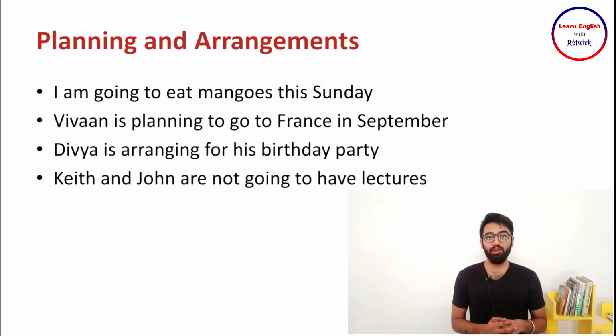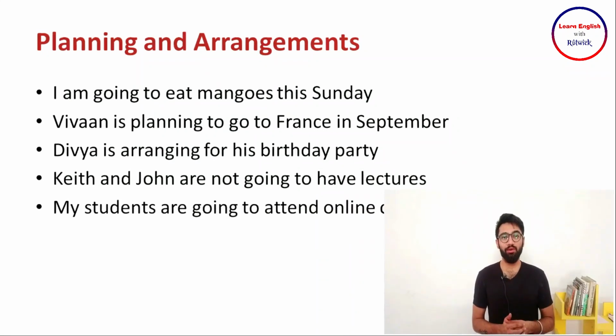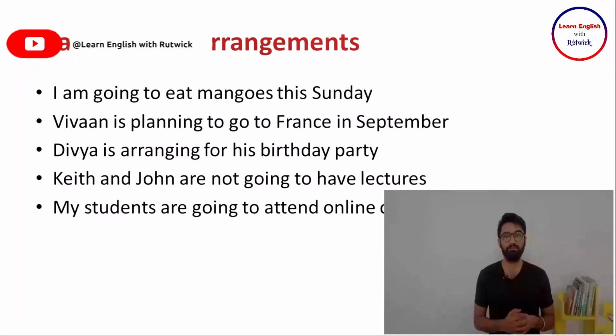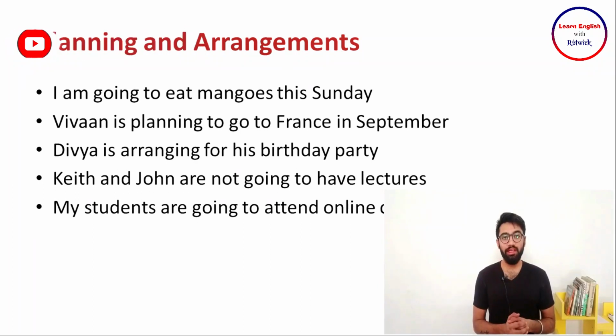Keith and John are not going to have lectures. And the last, my students are going to attend online classes. So now if you look closely at all these sentences, we may talk about future activities by using words like going to, arranging for, planning to. These are all the words which are being used in present continuous tense to talk about future events.